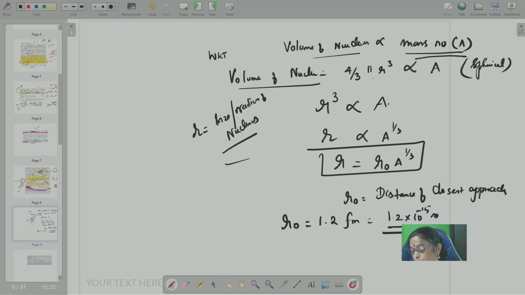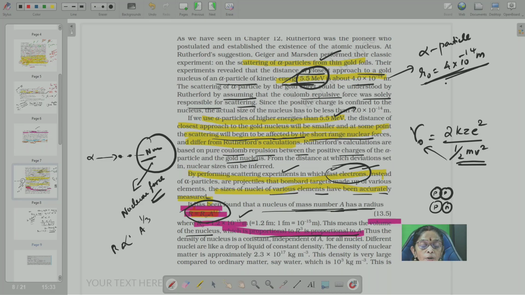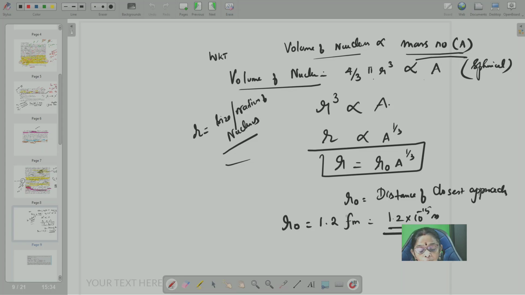But with the help of the alpha particle, what have we seen? 4 into 10 power minus 14 meter or 40 into 10 power minus 15 meter, but for this kinetic energy 5.5 MeV. But if you increase this kinetic energy, what will happen? The distance of closest approach will reduce and this Coulomb's repulsive force domination will be nullified. Not nullified, it is actually negligible, whereas nuclear force dominates. So hence we found out like that.